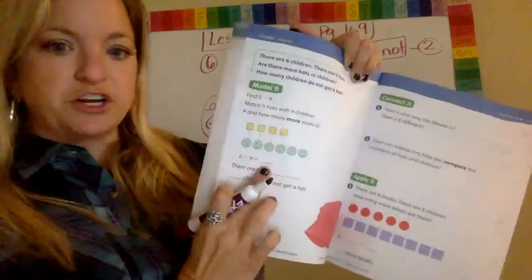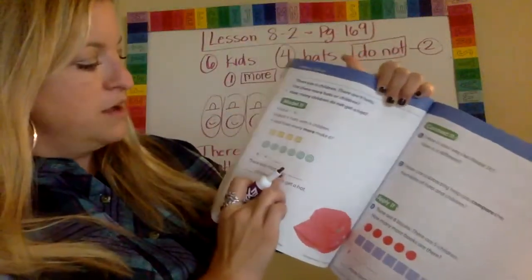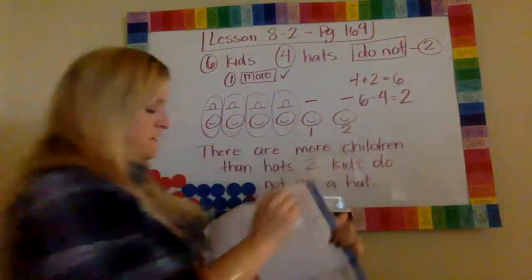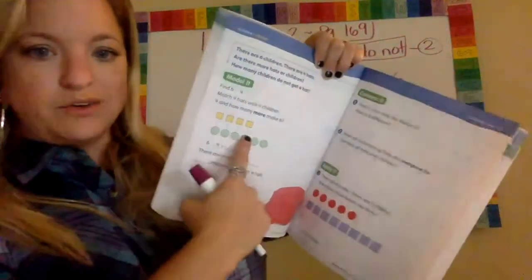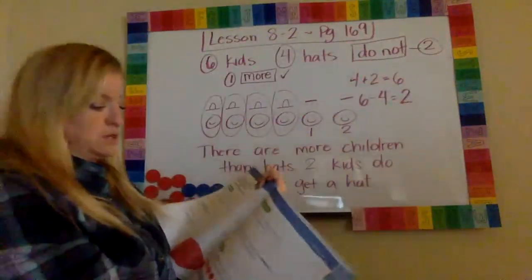6 minus 4, you're going to fill in that blank. 2. There are more children or kids. I wrote it here. Blank children do not get a hat. 2. You can see here they're hatless. So fill in all those blanks. That is what I'm looking for.